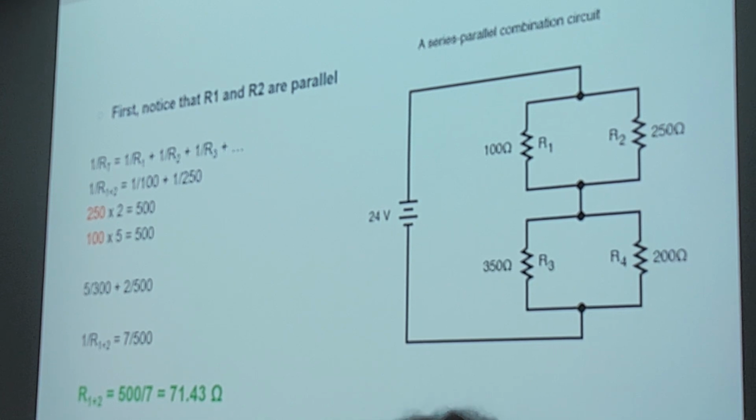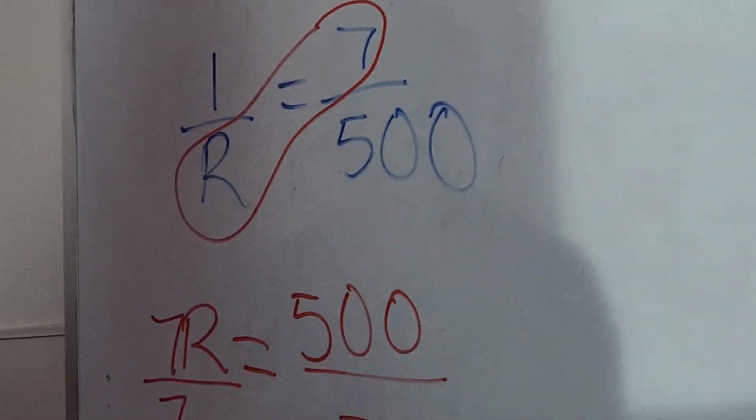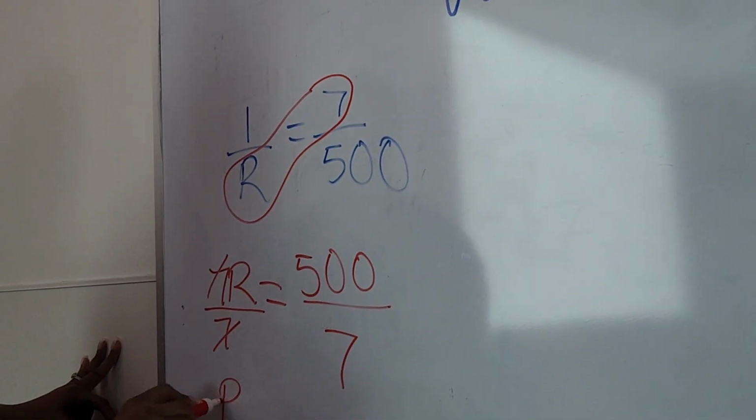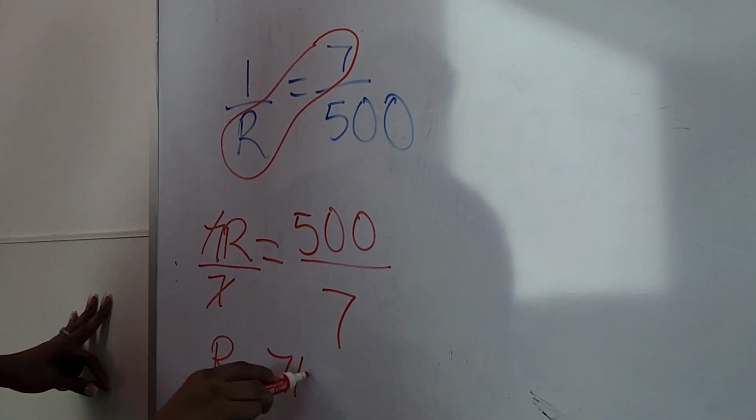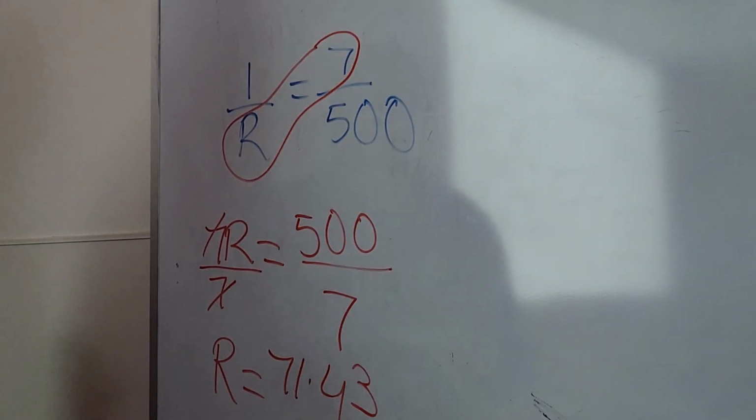So 1 over R equals 7 over 500, right? Yes, sir. We want to get R by itself, so what would you do? Cross multiply. 7 R equals 500. Okay, I see. Then divide R by 7, 500 by 7. What's my answer? 71.43. That's fine.